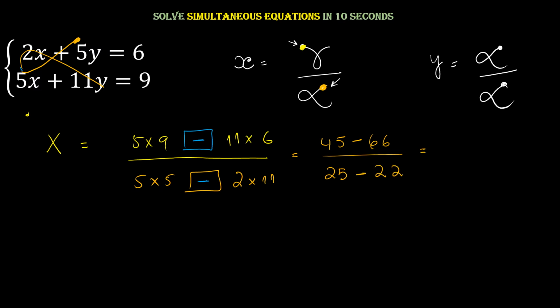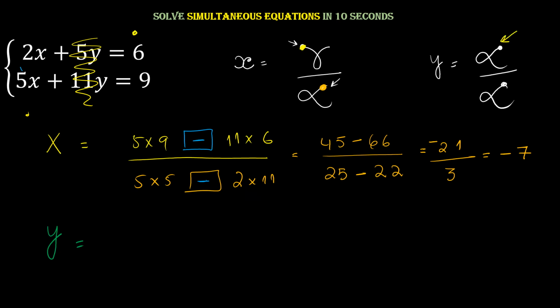45 minus 66 gives me negative 21, divided by 25 minus 22 gives me 3. 21 goes in the table of 3, so I will get negative 7. Now, in order to finalize my second value, I will use my pattern alpha over alpha. I need to find out the y value. For that reason, I will ignore the y values. The starting point is here.